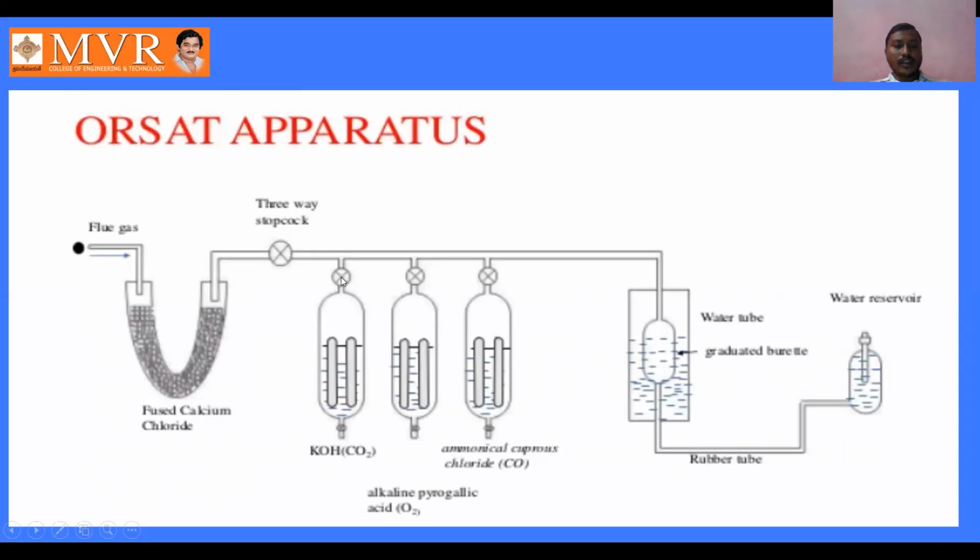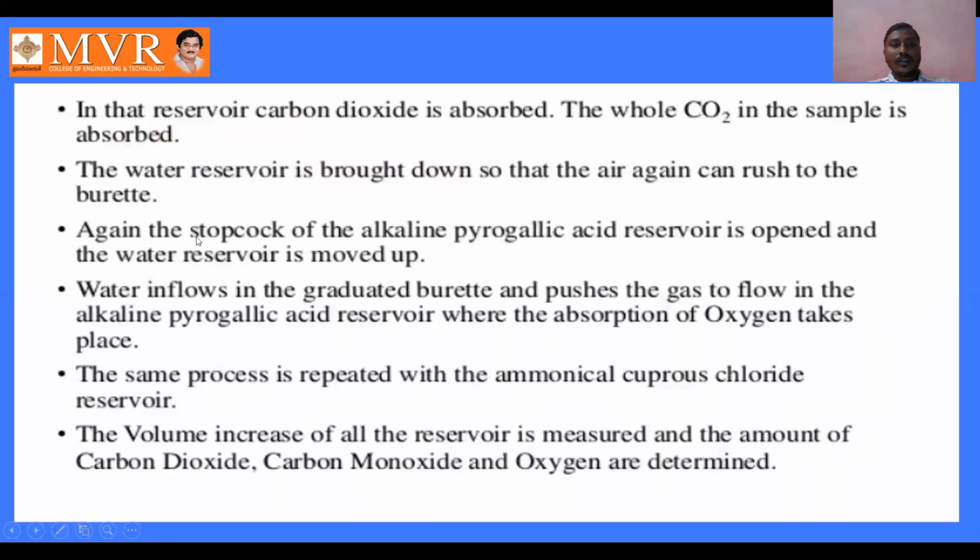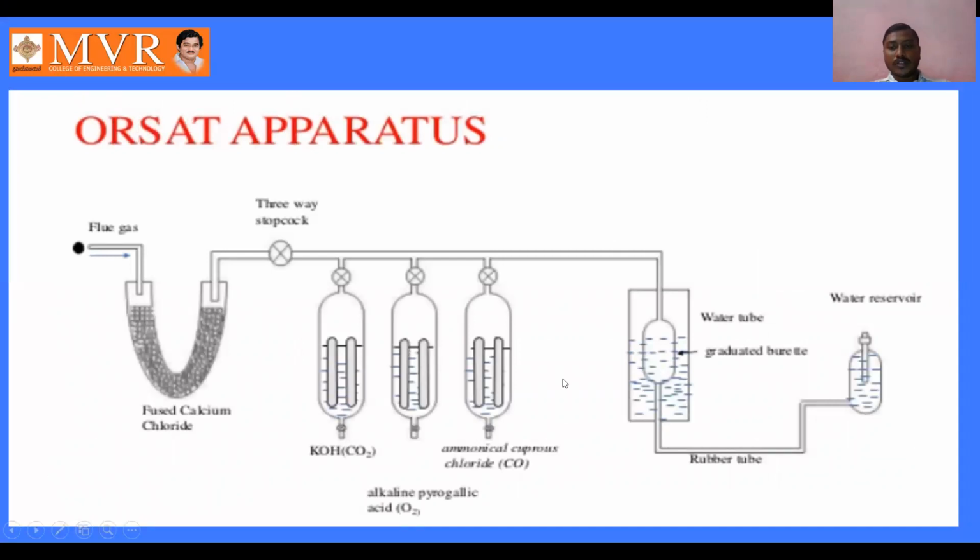The flue gas which cannot be absorbed in the KOH is again passed into the graduated burette, and here again the stopcock of the alkaline pyrogallic acid reservoir is opened and the water reservoir is moved up. Then water inflows into the graduated burette and pushes the gas to flow into the alkaline pyrogallic acid. Secondly, it pushes the gases into the second one, and after entering, it has absorbed oxygen and the remaining gases enter. This is the first one.